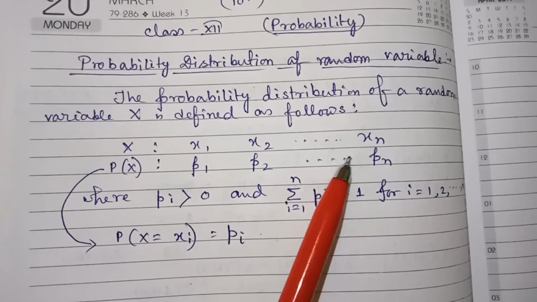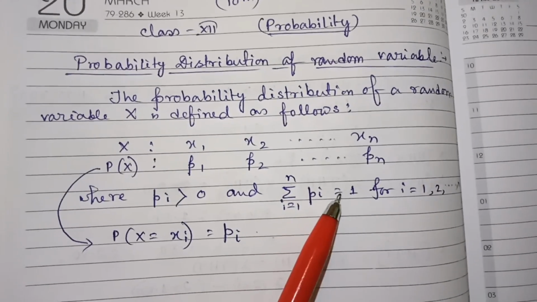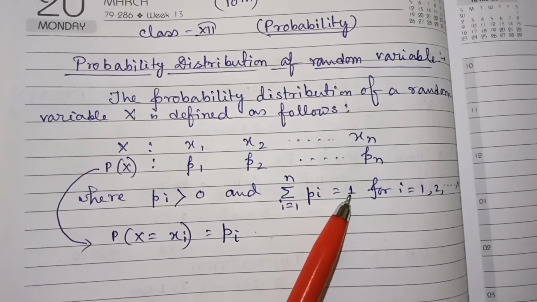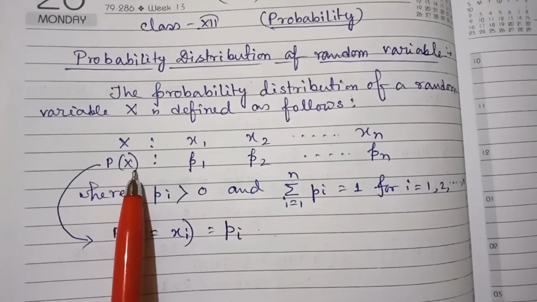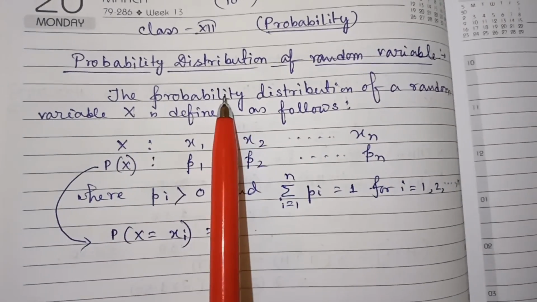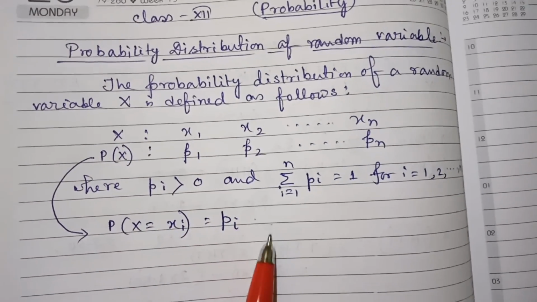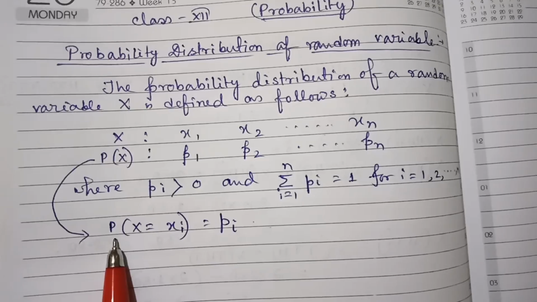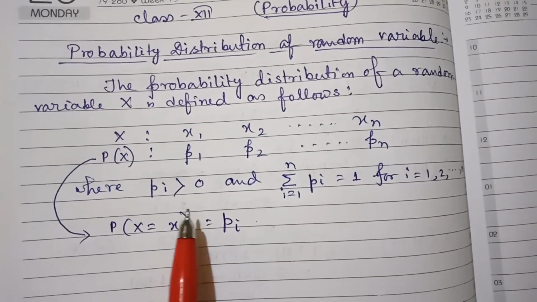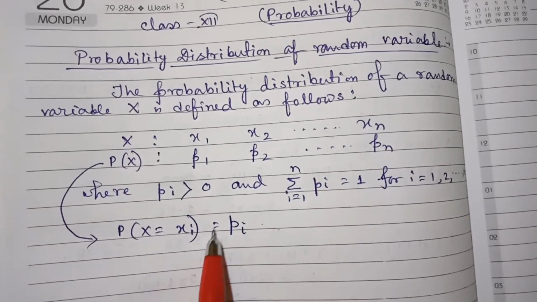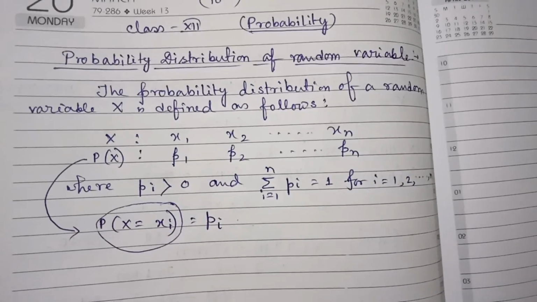All these pi's will be added to get the full sample space's probability, that is equal to 1. Now the general and standard notation for this probability distribution is probability of X equals xi equals pi. This is the notation for the probability distribution of a random variable.